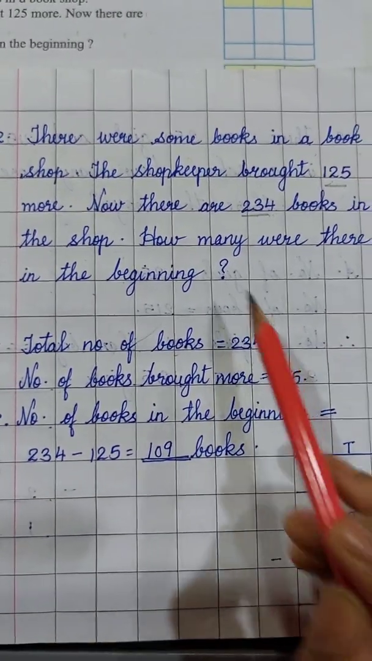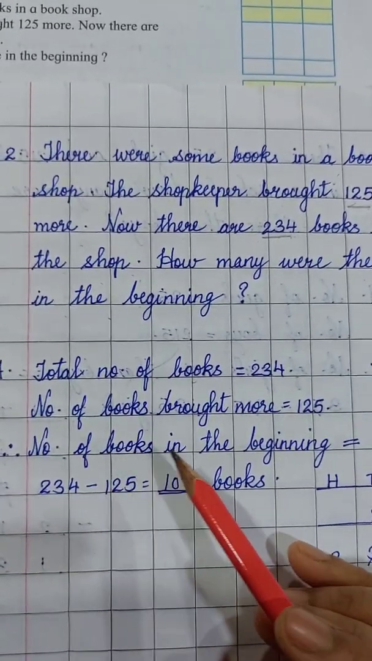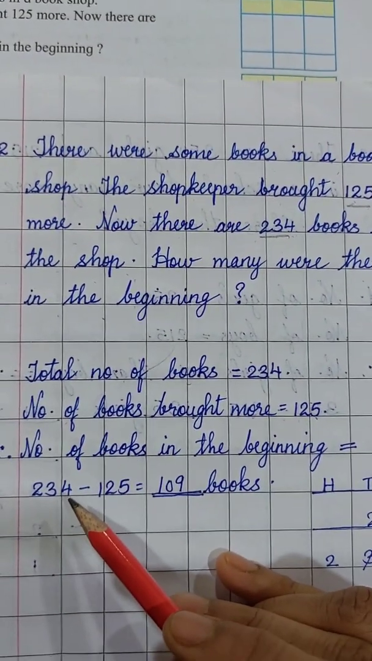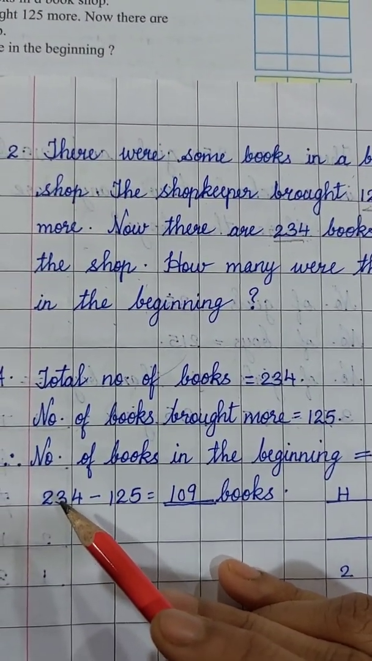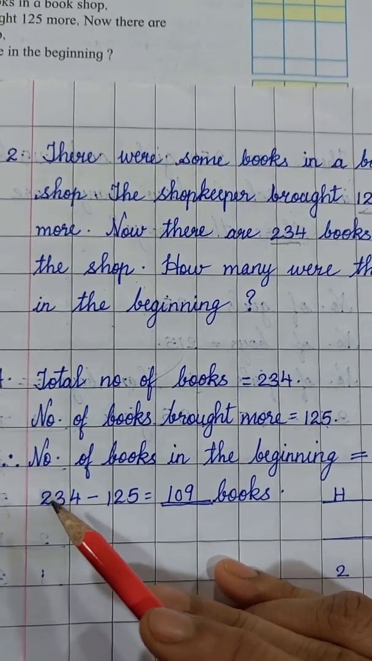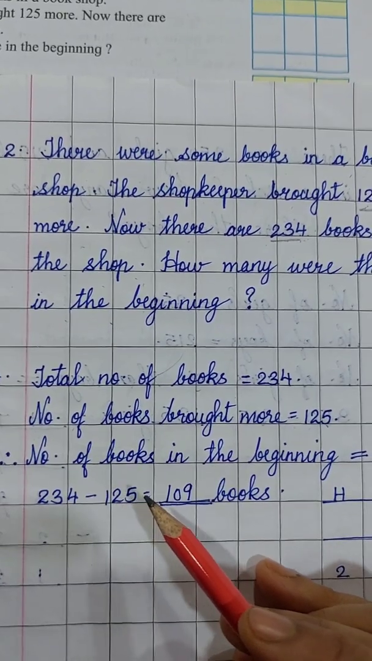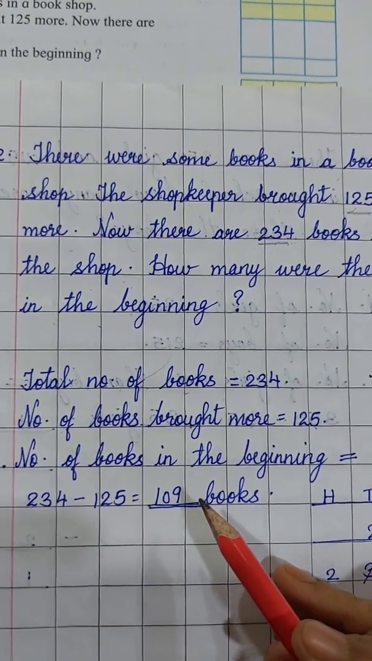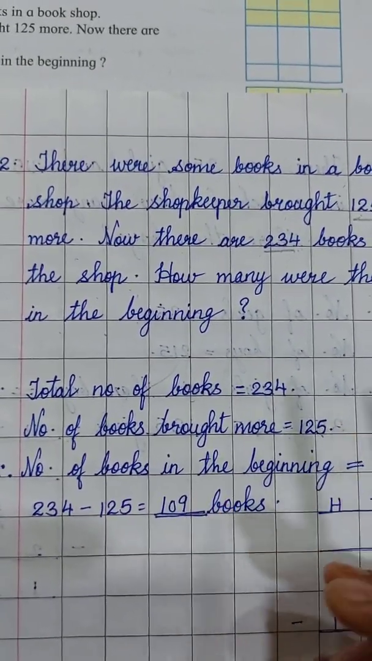And what is the question? How many were there in the beginning? So therefore number of books in the beginning is equal to, what are you going to do? Subtract the number of books brought from total number of books that he has now. So 234 minus 125, that gives you 109 books. So how many books were there in the beginning? 109 books.